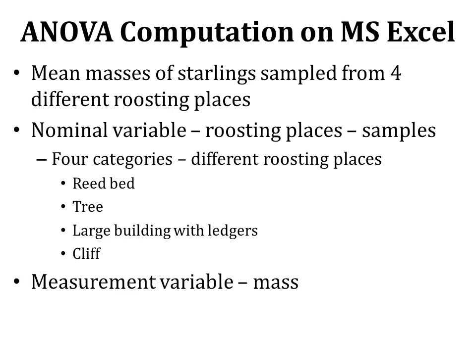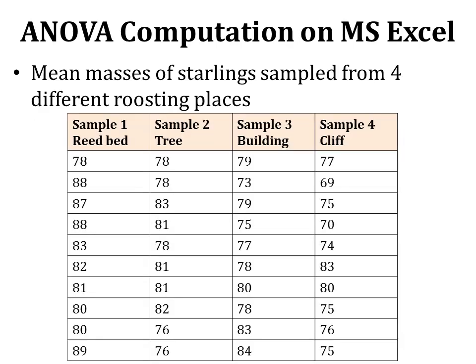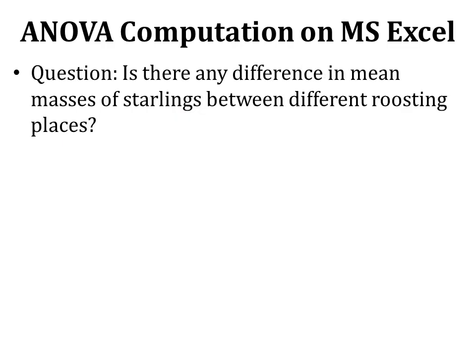So this is our nominal variable. And what is our measurement variable? It is the mass, right? The mass of starlings is our measurement or response variable. These are the observations that we have, and these are 10 observations from each of the samples. The total number of observations is 40. The question is: is there any difference in mean masses of starlings between different roosting places?